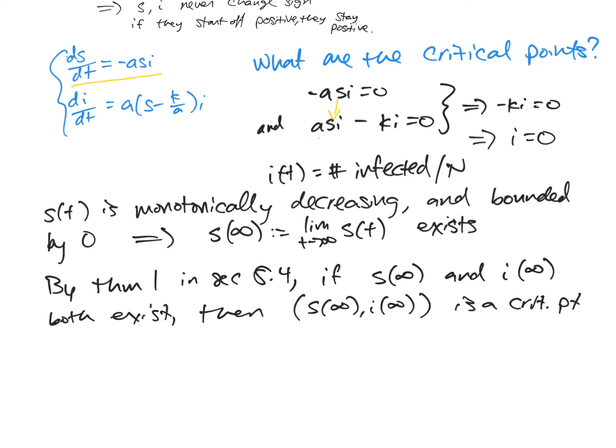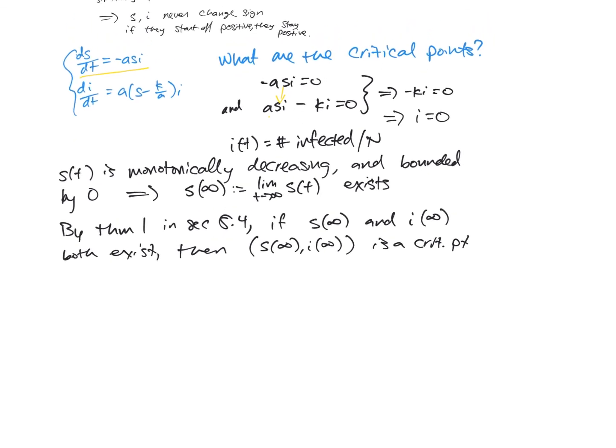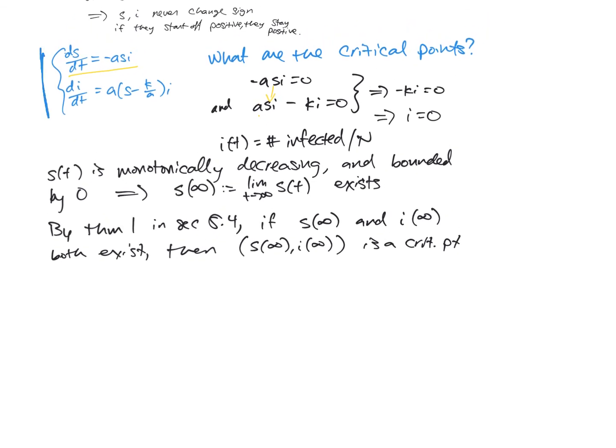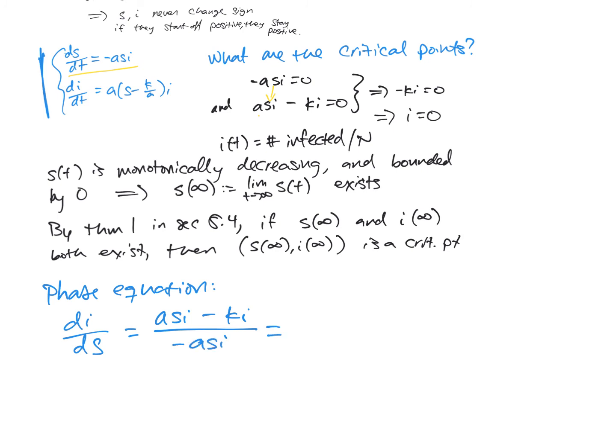So now let's move on and look at the phase plane. We kept talking about the phase plane, but now we're actually going to write it out for this system. So that's going to be dI/dS. So it's dI/dt divided by dS/dt, which is equal to aSI minus kI over negative aSI, which equals -1 plus k over aS.